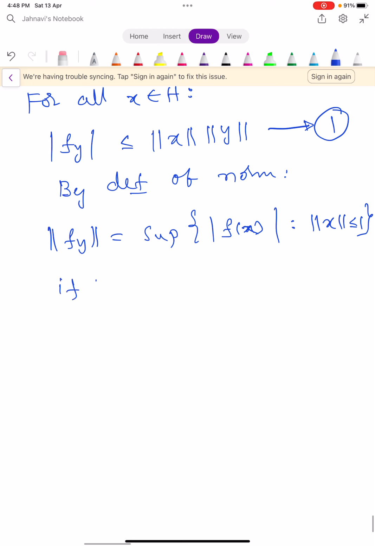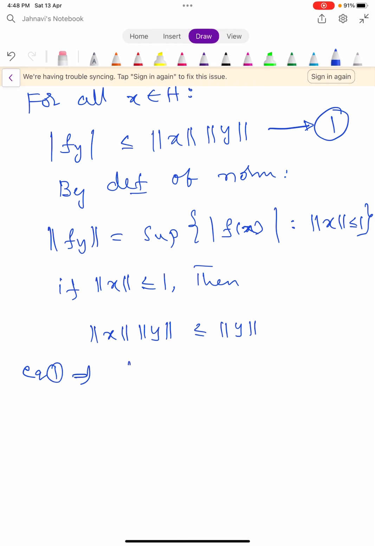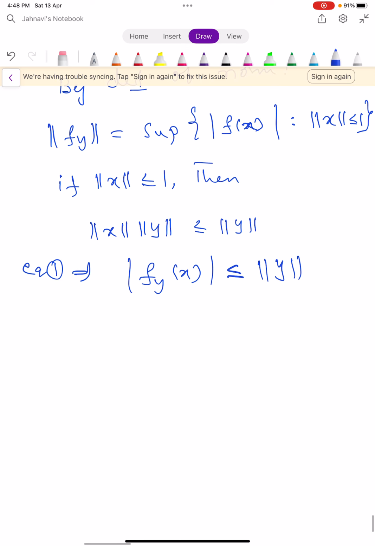So, if ||x|| is less than or equal to 1, then ||x|| ||y|| is less than or equal to ||y||. Now from equation 1, |f_y(x)| is less than or equal to ||y||. So further we can conclude this.